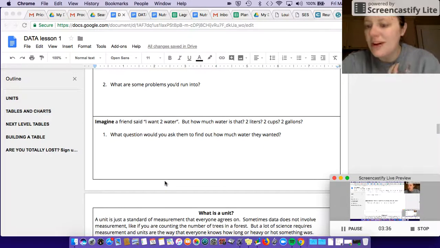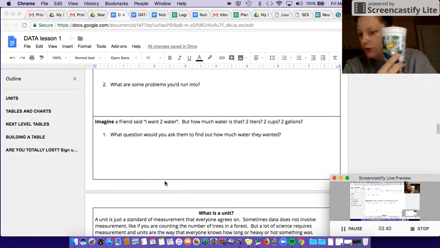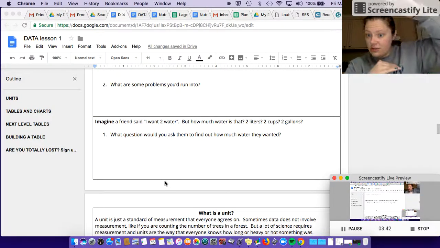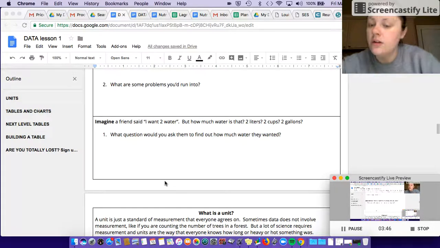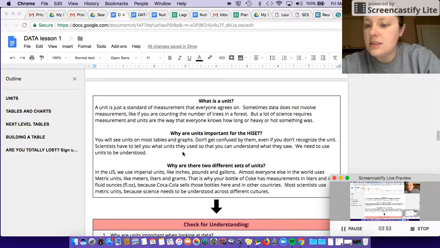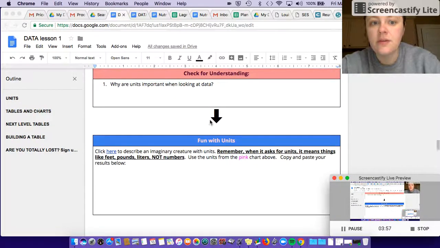Or when people leave out units, right? I'm drinking 2. 2 what? 2 liters? 2 cups? 2 ounces? If you leave out units, it's unclear. So that's what this question is about. This box just explains what units are and why they're important. Here's a little check for understanding. Why are they important? Give me your own answer. There's a lot of correct answers for this box, this pink box here.